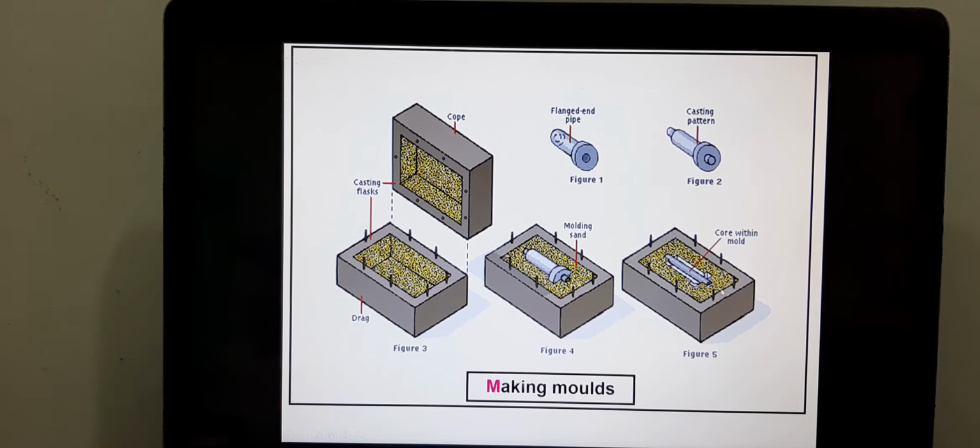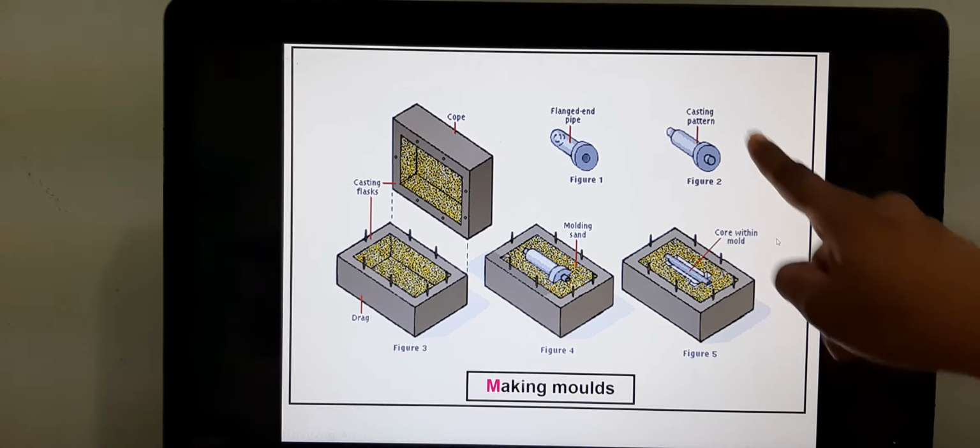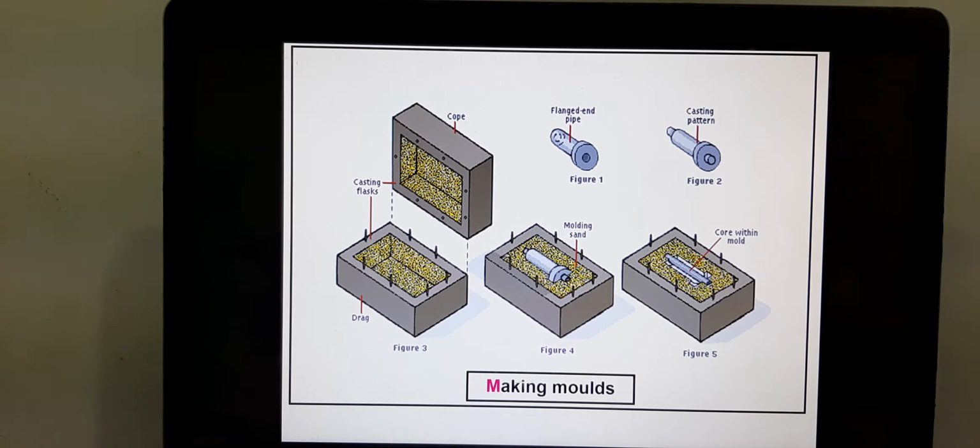So now when you overturn the cope onto the drag, if your dimensions are accurate, you will find that it will fall exactly symmetrical. So this is the top half and this is the bottom half. When you overturn the cope onto the drag, you should get an empty cavity in this shape. An empty cavity in this shape. That empty cavity is the one that's going to be filled up with molten metal.